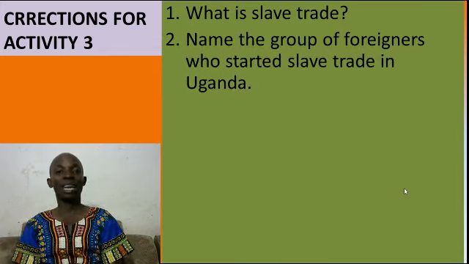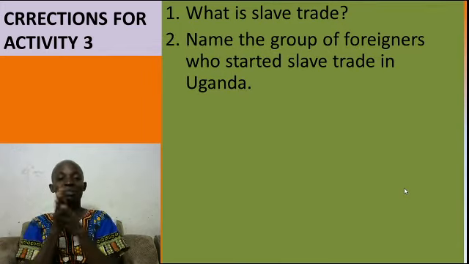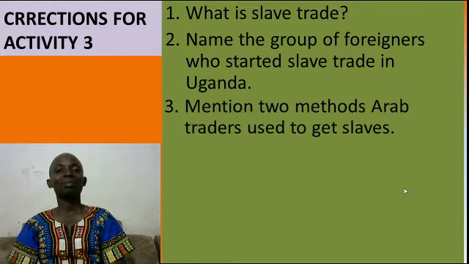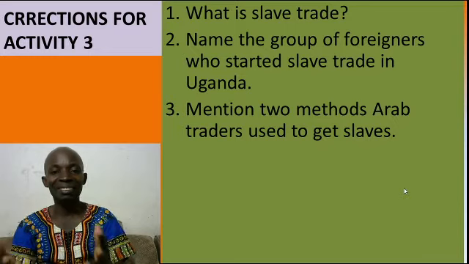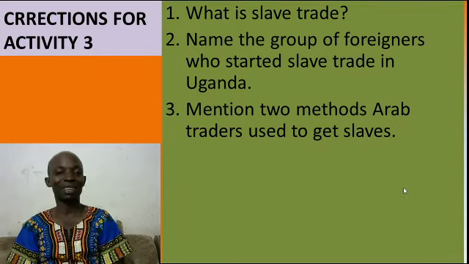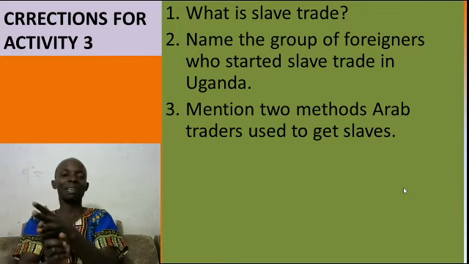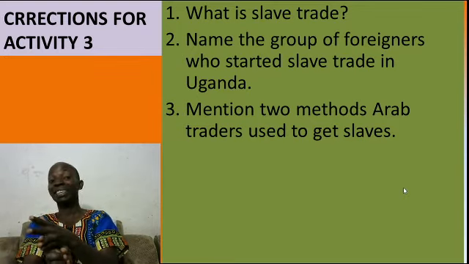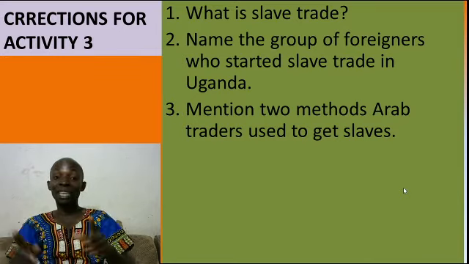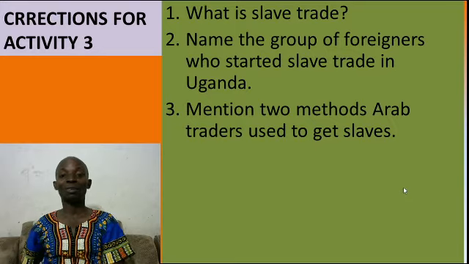Name the group of foreigners who started slave trade in Uganda. Who were they? These were the Arab traders. Mention 2 methods the Arab traders used to get slaves. We said raiding villages at night, capturing people along the way, laying traps along the way. They capture strong men. Then buying from kings and chiefs. Those are the methods. Put a tick where I passed it very well.